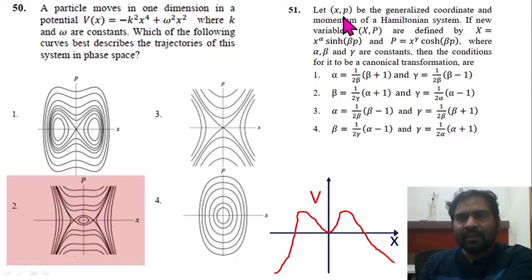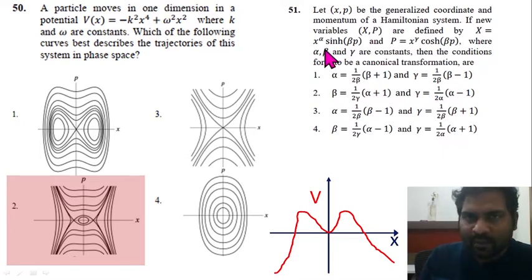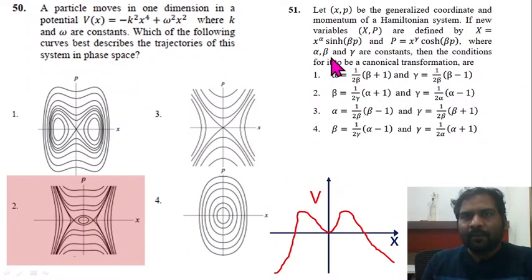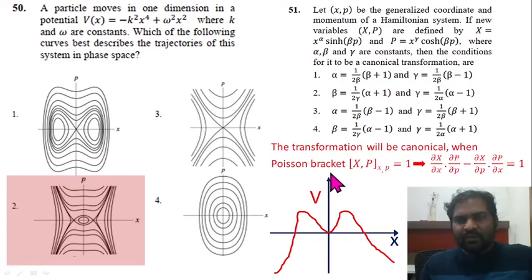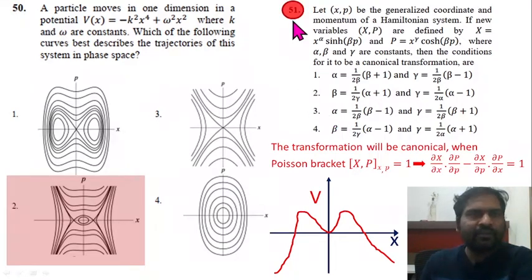Question number 51. Let x, p be the generalized coordinate and momentum of a Hamiltonian system. If new variables X, P are defined by X equal to x raised to power alpha sinh(beta p) and P equal to x raised to power gamma cosh(beta p), where alpha, beta and gamma are constant, then what are the conditions for it to be a canonical transformation? So for canonical transformation, Poisson bracket should be equal to 1. After solving this, you will get the answer. So after solving, no option is correct. This question was removed.